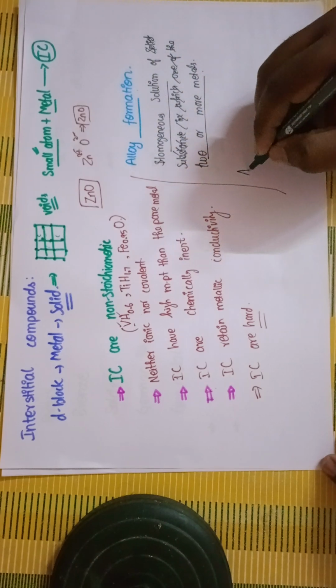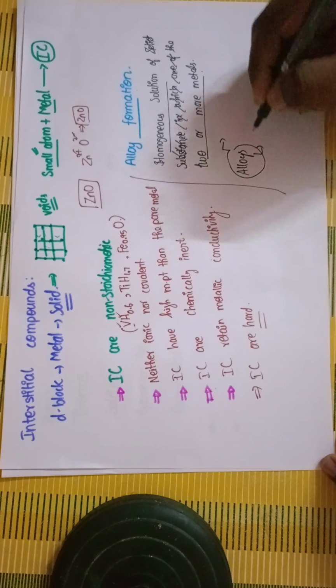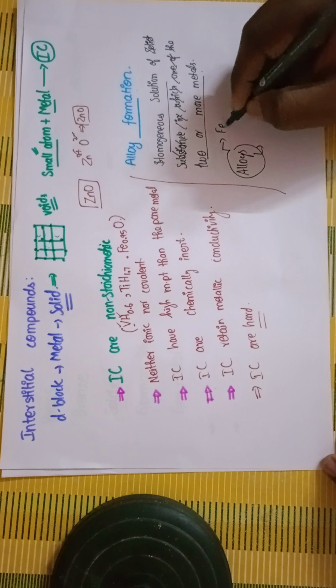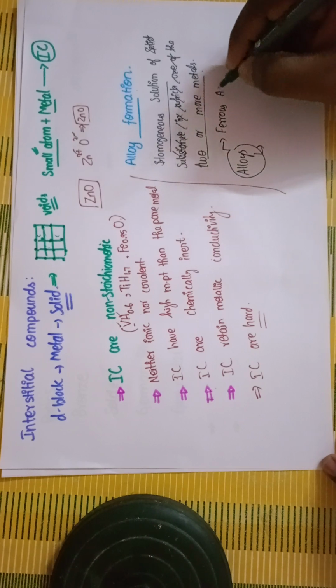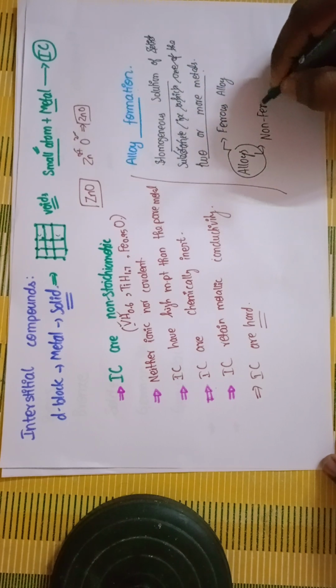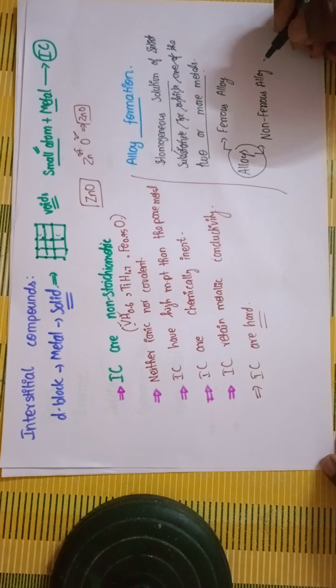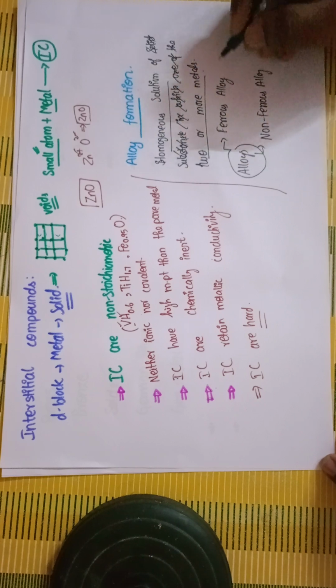And alloys can be classified into two types. One is ferrous alloy, another is non-ferrous alloy. The alloys which contain iron as one of the components are ferrous alloys. The alloys which do not have iron as one component are called non-ferrous alloys. Steel and cast iron are examples of ferrous alloys.